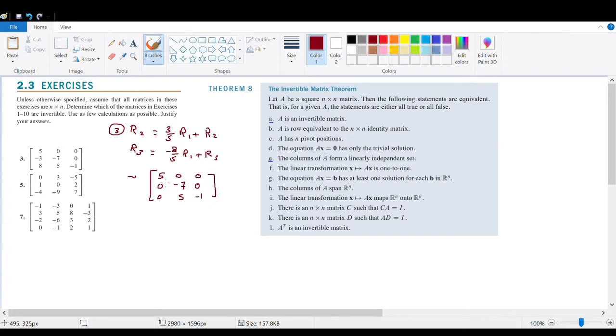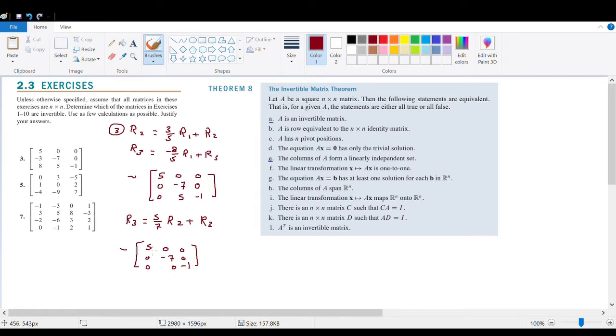So now we have a pivot in the first row. In the second row, let us make this one to be 0. So row 3 is equal to 5 over 7 row 2 plus row 3. This will give us 5 0 0, then 0 minus 7 0, then the third row, 5 over 7 row 2 plus row 3, gives 0 0 minus 1.